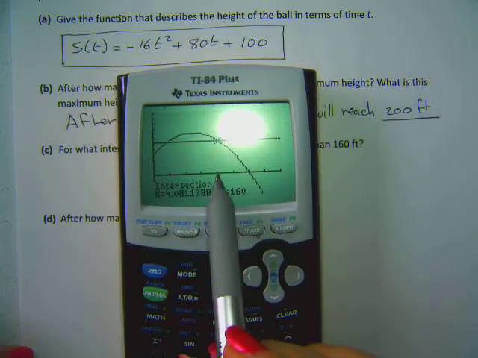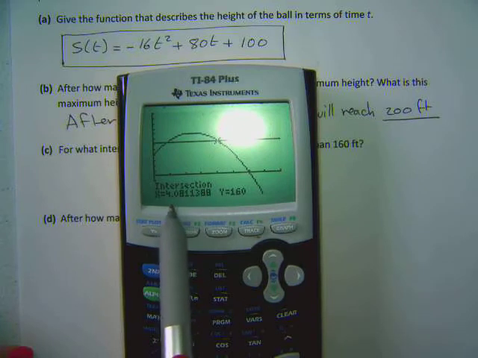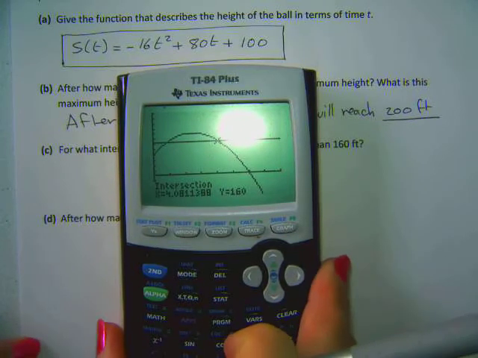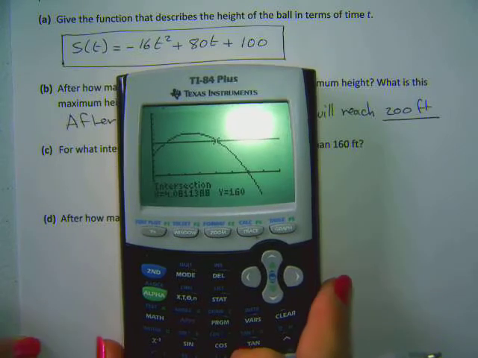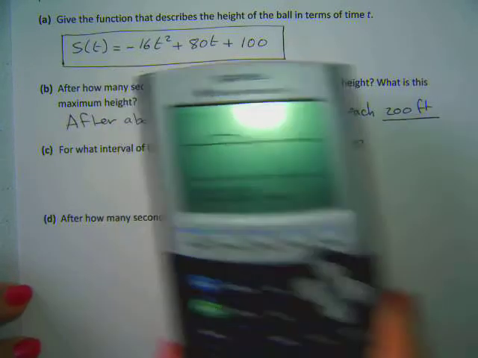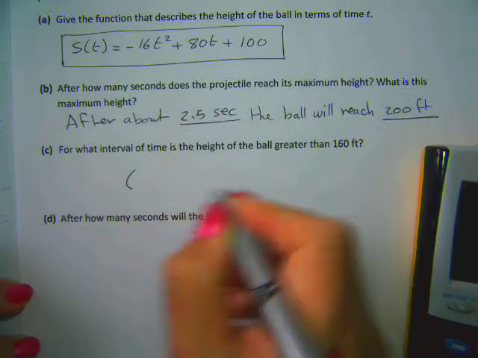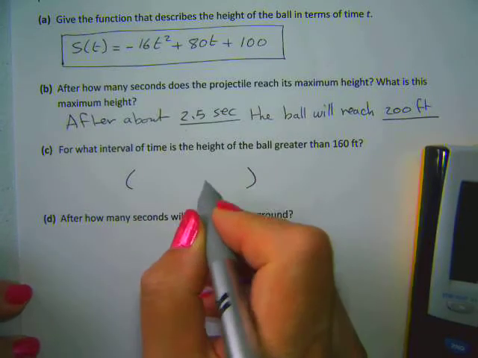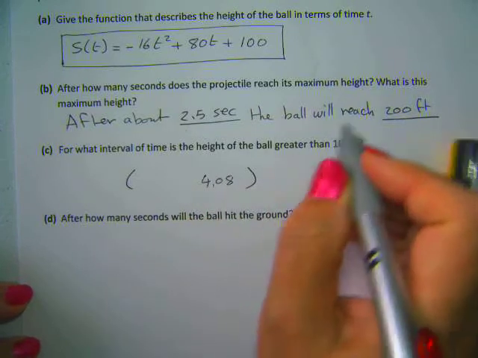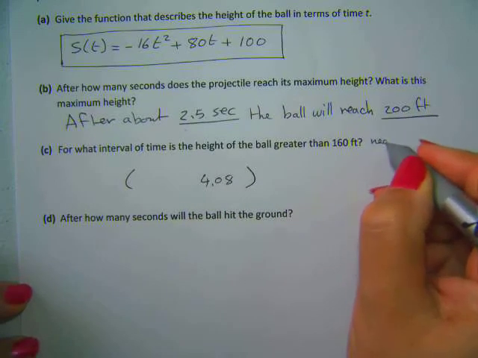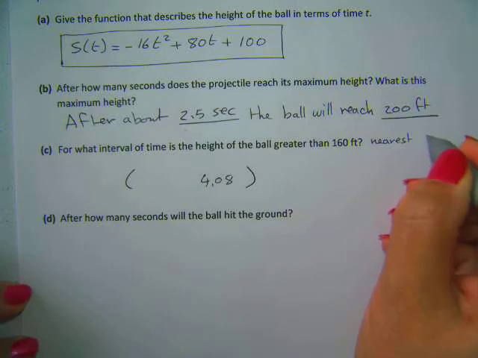So the left side is approximately 4. Of course, most of these problems you'll be asked to give to the nearest something. So let us say nearest hundredth. So now the second part here is 4.08, to the nearest hundredth.